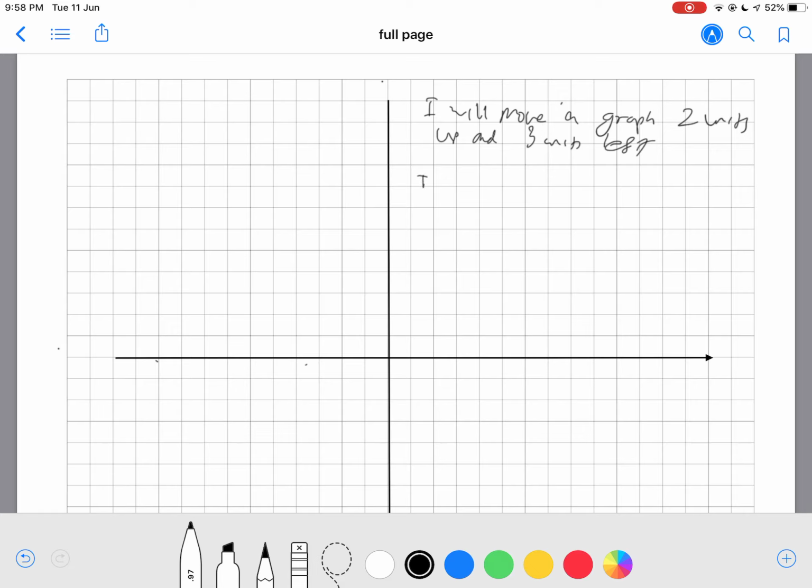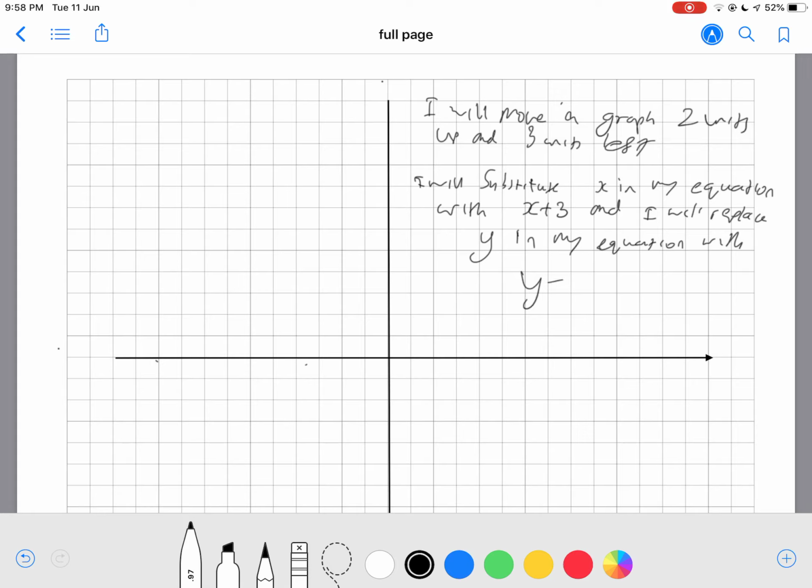So I will substitute x in my equation with, okay, so when you move it left, left is negative, it's minus something, but a double minus makes a positive, so we're gonna replace x in my equation with x plus 3, and I'll replace y in my equation with y minus 2. So it's been moved 2 units up, so we're going to replace it with y minus 2, okay?